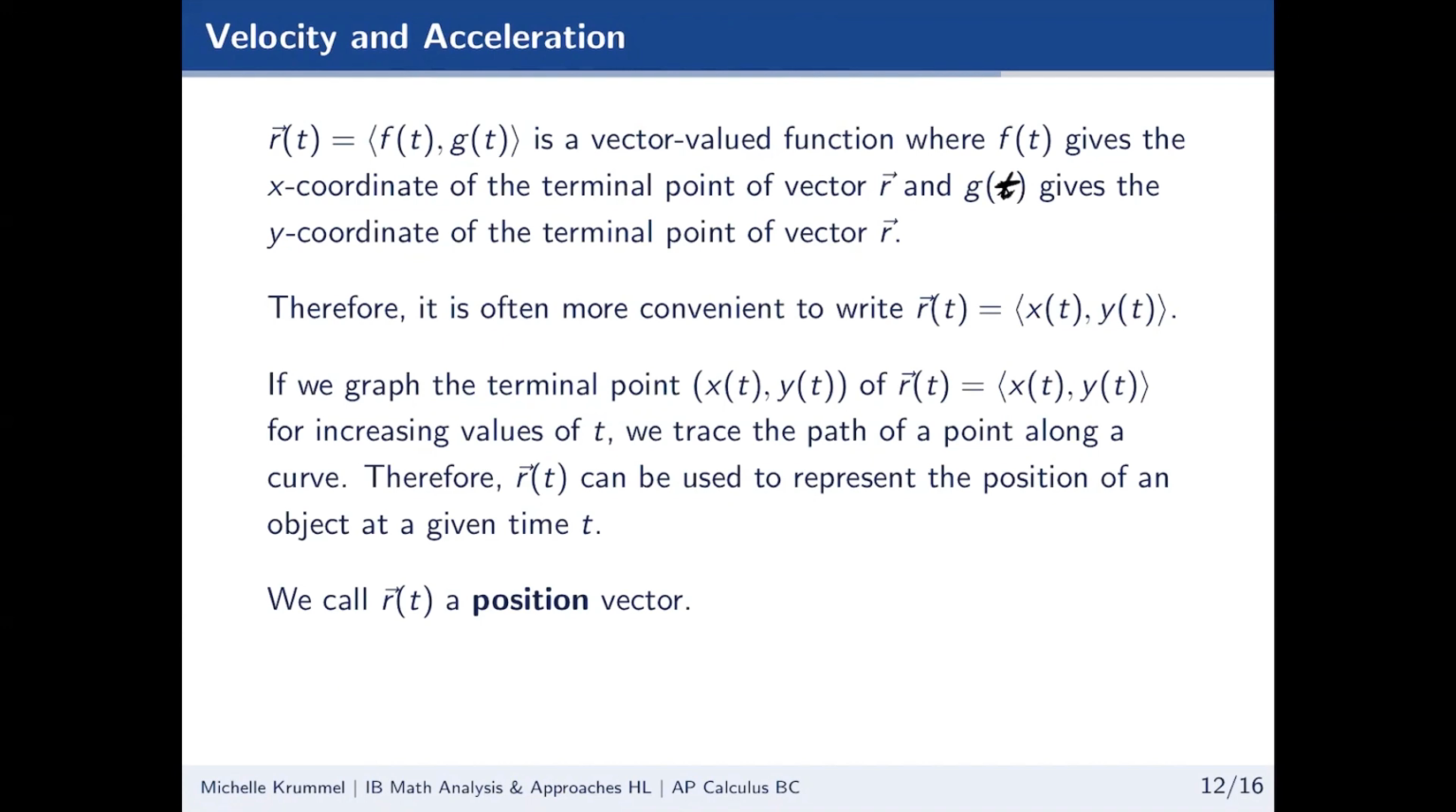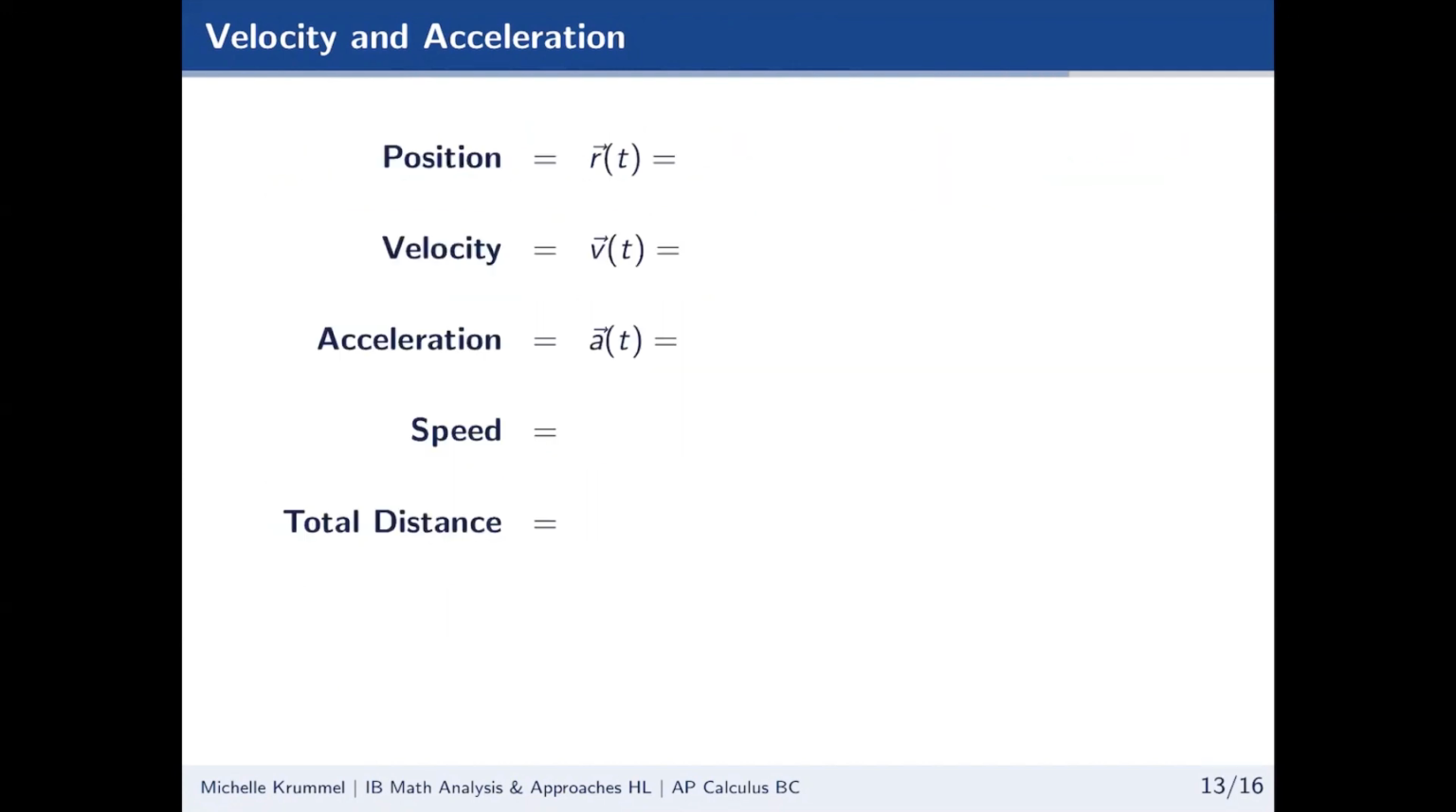So we can think of the vector r of t as a vector that represents the position of an object at any given time. So we're going to call that vector r a position vector. It gives us the x position or horizontal position in relation to the origin, and then the y position or the vertical position in relation to the origin. So our position vector can just be represented as the vector that has the x component, x of t, and the y component, y of t.